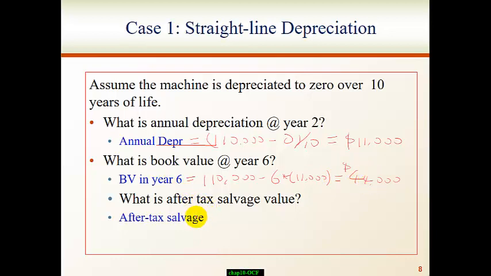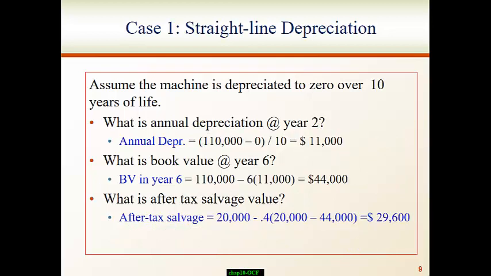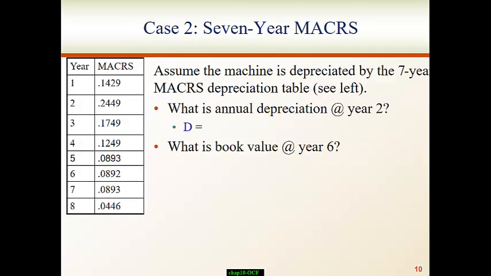How do we find out the after-tax salvage value? The salvage value is 20,000. Let's do the tax adjustment. Tax is 40%. Let's multiply by the difference between the salvage value, 20,000, and the book value, 44,000. We got 29,600. Here's the answer for you. Now, how about if the company follows a 7-year MACRS schedule table?